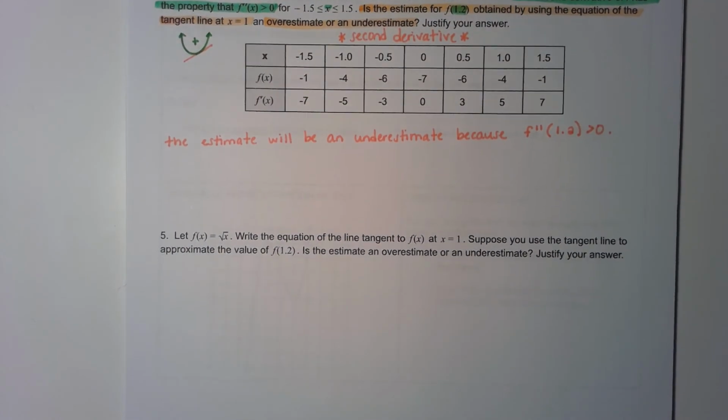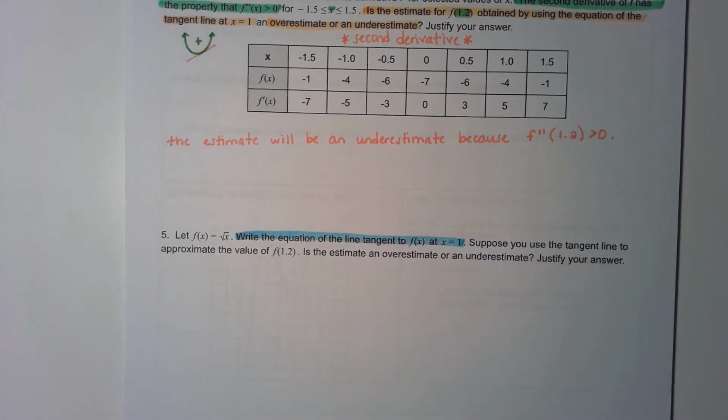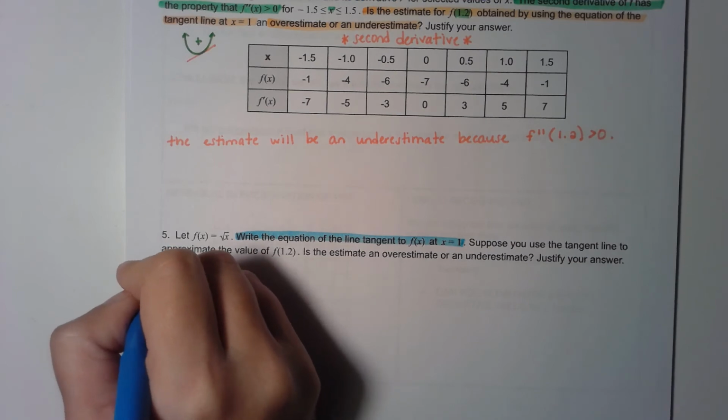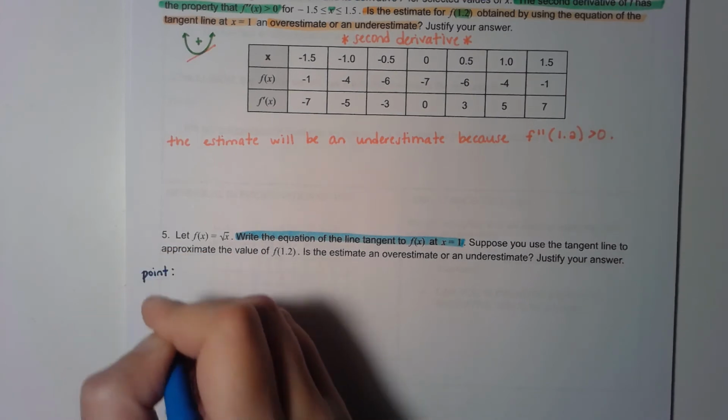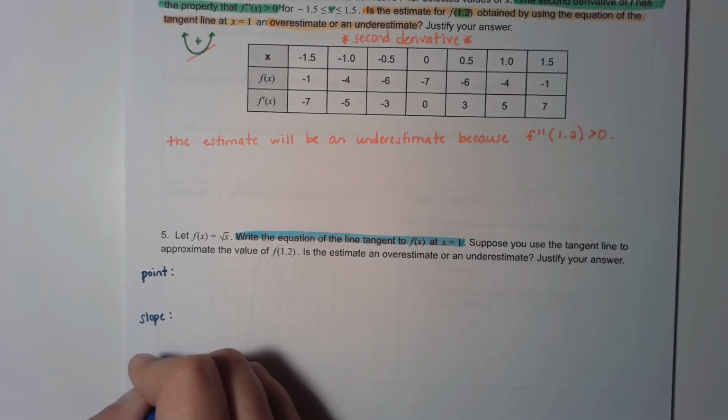For problem number 5, it says, let f of x be the square root of x. Write the equation of the tangent line, and then suppose you use that equation to approximate the value of f of 1.2. Is the estimate an over or an underestimate? Justify your answer. So in this case, we need to, again, write the equation of the tangent line. That's part 1, which means we're going to need a point, and we're going to need a slope so that we can write the equation of our tangent.